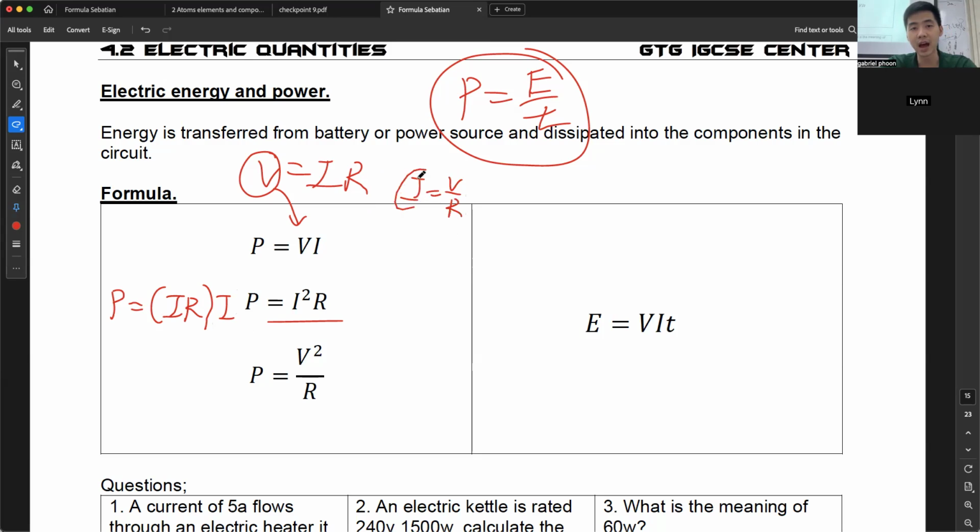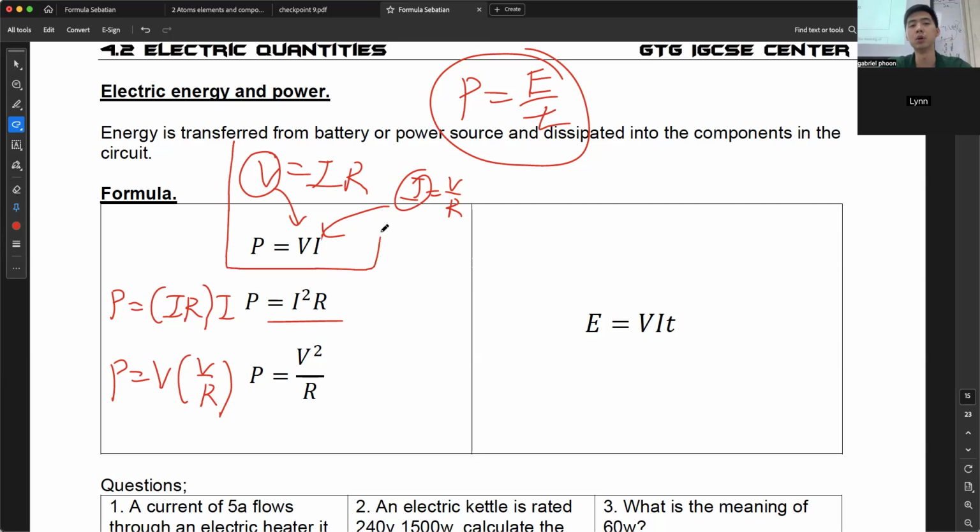I substitute this I into here. It will become P equals to V times V over R, which gives rise to the next formula, P equals to V squared over R. Okay? Dependent on what parameters is given to you in the question, you will use different formulas of power. But if let's say you say, I don't want to memorize any of the formula, then you at least remember these two. Because you can still find the same answer at the end of the day if you don't want to derive the formula.